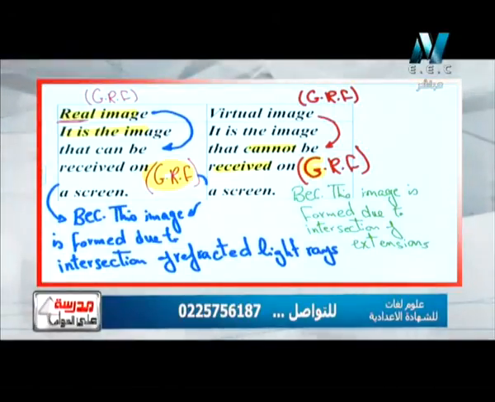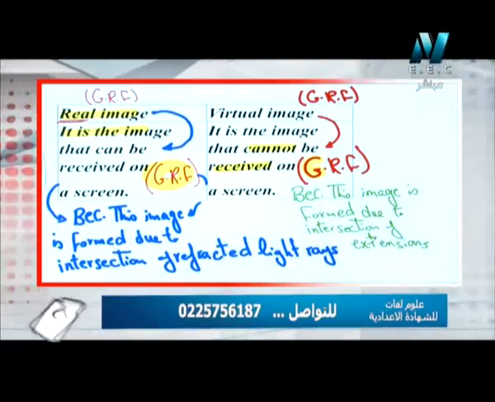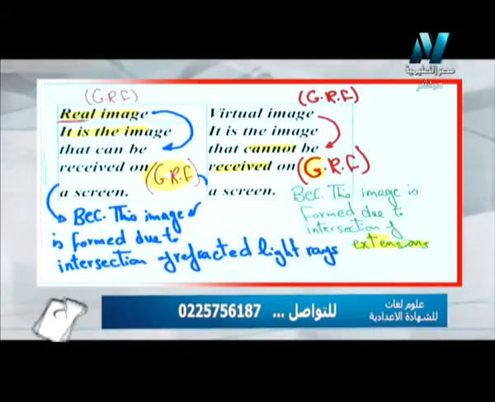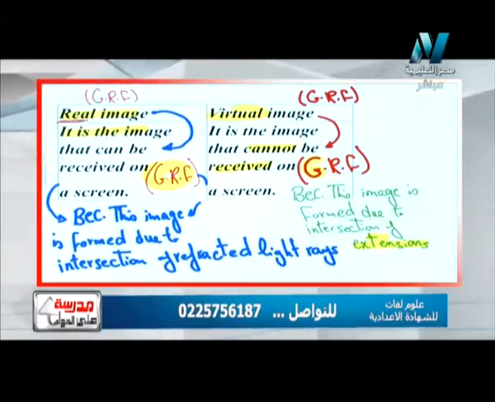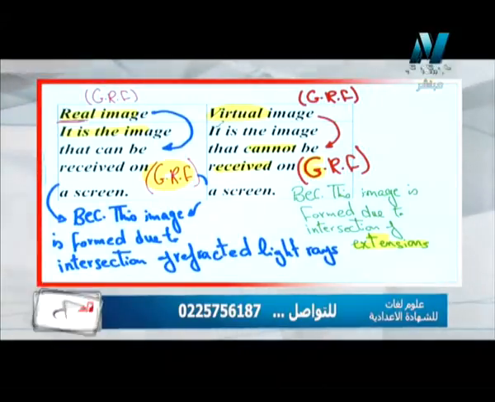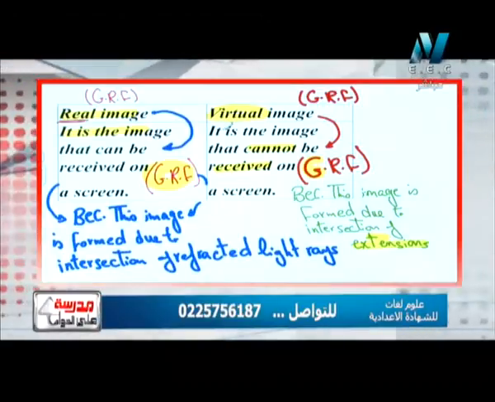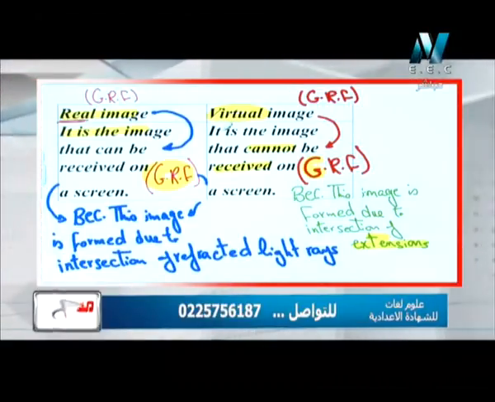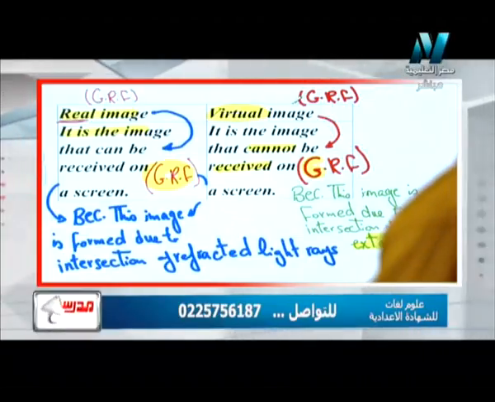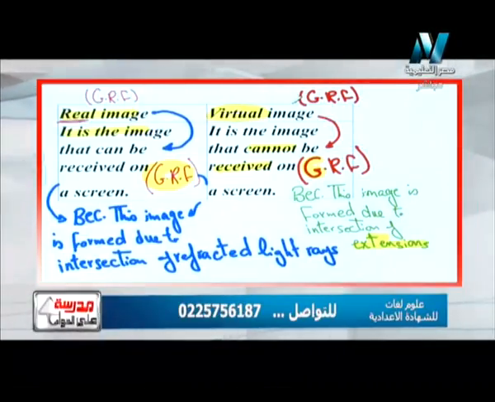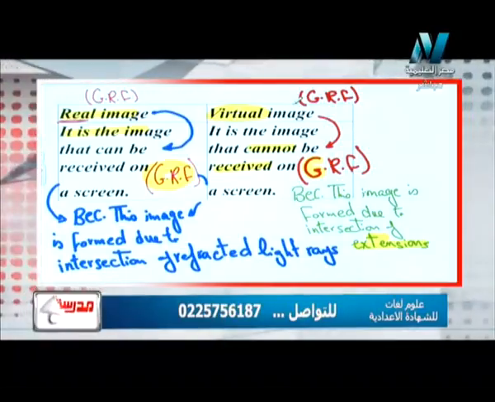Here we have a great difference between real and virtual image. Virtual image is formed due to intersection of extensions of what? Of refracted light rays. So here, dear students, we can differentiate between virtual image and real image according to the receiving on a screen and according to the concept of the formation of each one of them. I hope, dear students, from this point you can differentiate really between the real image and virtual image.